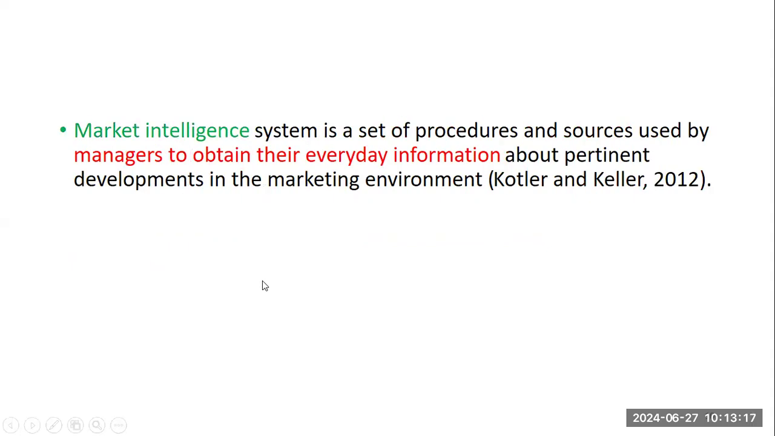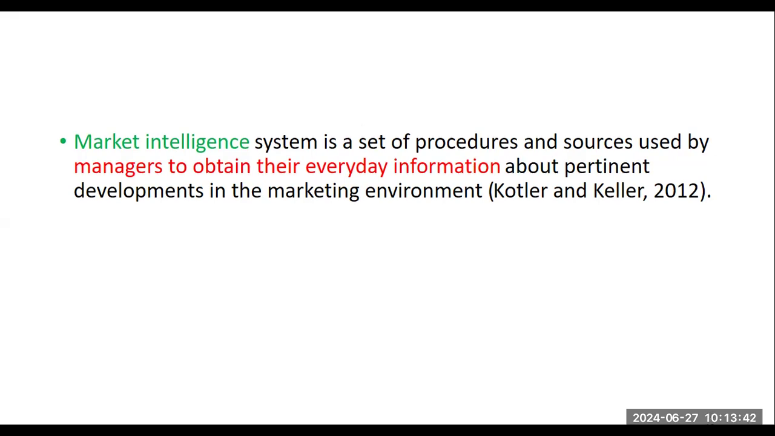Another definition: the marketing intelligence system is a set of procedures and sources used by managers to obtain their everyday information about pertinent developments in the marketing environment. That also, as we discussed earlier. So the same thing, everyday information. That means continuously they try to get it, right?